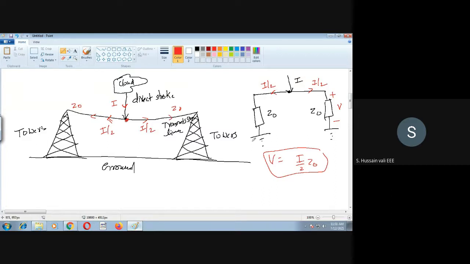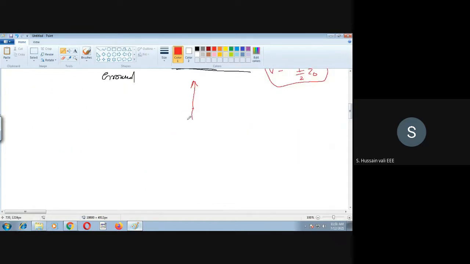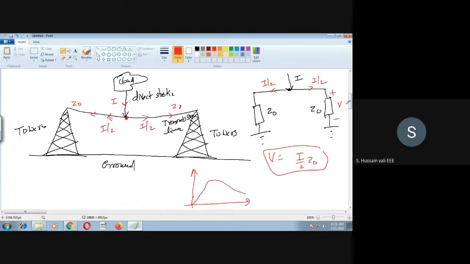Okay. And what is the shape of this voltage waveform? The shape of this voltage waveform is simple. The one which I have drawn just now. Yeah, this is the shape of the voltage waveform. Okay. We will find out like this. Okay. This is the voltage waveform you will see here.